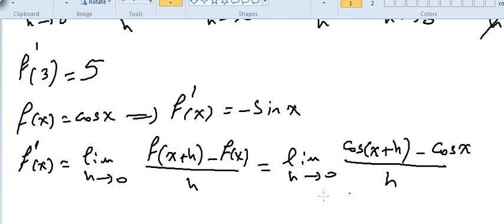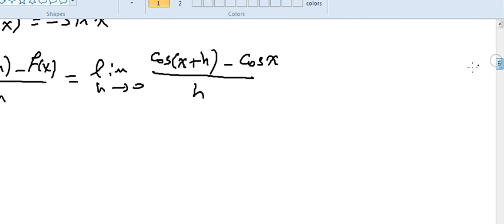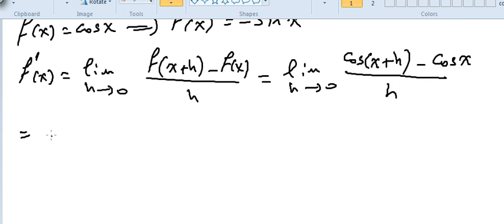Let me do it downwards. It's equal to the limit as h approaches 0. What is cosine of x plus h equal to? This is a rule: it's cosine of a plus b.